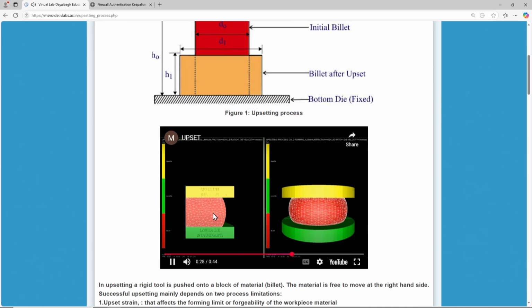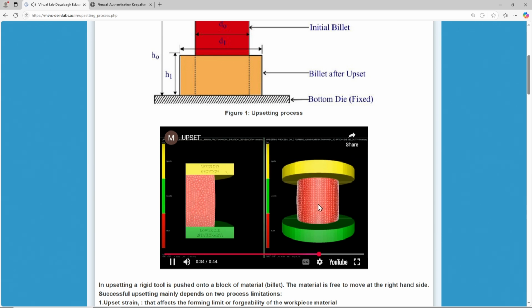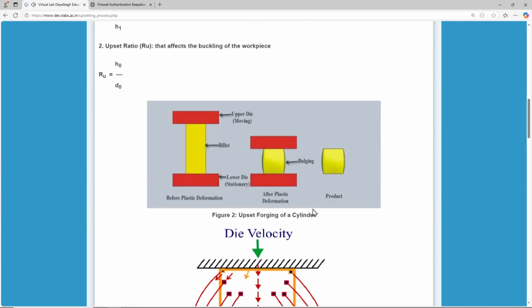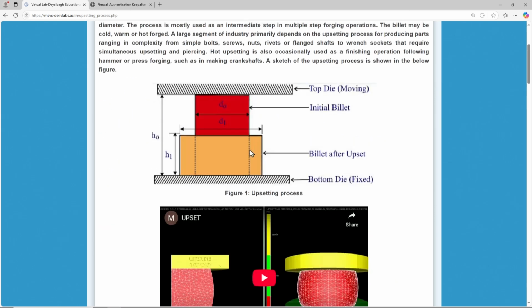And you can also see the mesh. There is a triangular mesh. What is the expansion in the mesh, and at what point are these specific nodes moving? So this is the upsetting process. This is the billet, this is the bulging, and this is the product that has been obtained. Based upon the die velocity, the metal flow rate changes, and the properties of the products also change.